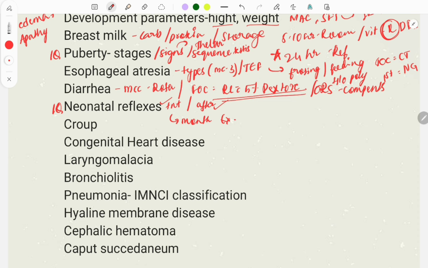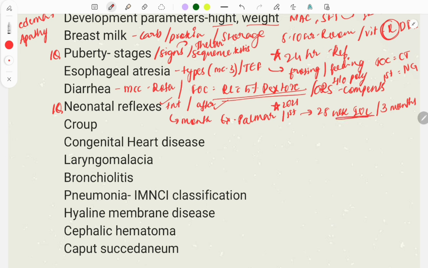For example, the palmar reflex, it is a very important question. This is repeated many times and was also asked in June 2021. This is the first to appear, and it appears in the 28th week of intrauterine life. Along with that you also need to remember when it disappears. This disappears at 3 months of life. So look at the week and the month. Week means intrauterine life and months means after the birth.